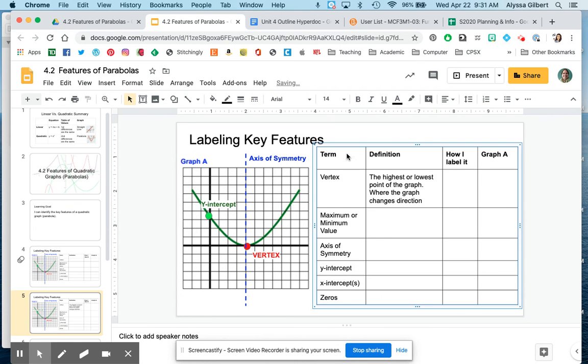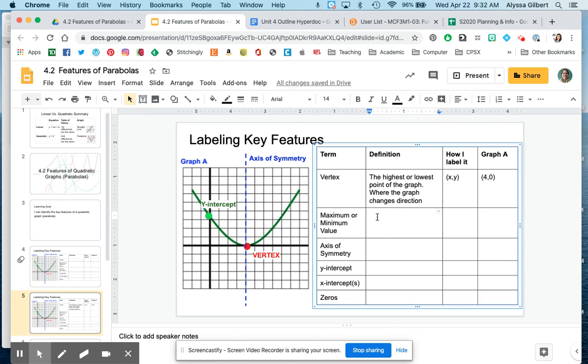Move this up a bit. So how do you label it? Well, it's a point, so you have to label it with the x coordinate first and then the y coordinate. Now for our graph A here, our x value is 1, 2, 3, 4. So it's going to be 4. And our y value, well, it's right on the x-axis, so our y value is 0 in this case.